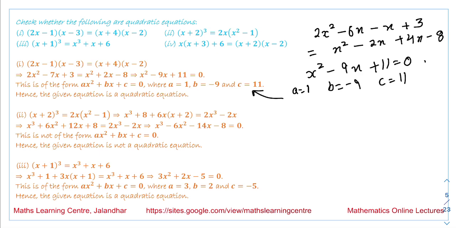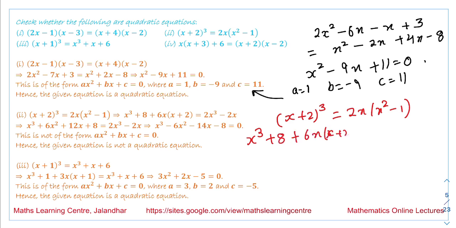So we are saying this is a quadratic equation. Next is (x + 2)^3 = 2x(x^2 - 1). If we open this bracket, we get x^3 + 8 + 6x(x + 2). The formula we have for (a + b)^3 is a^3 + b^3 + 3ab(a + b), and that is equal to 2x^3 - 2x.